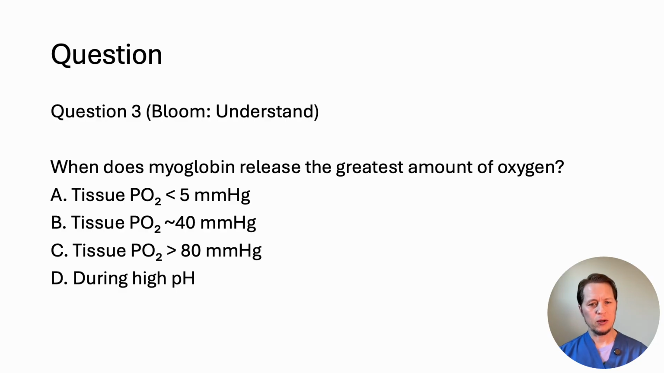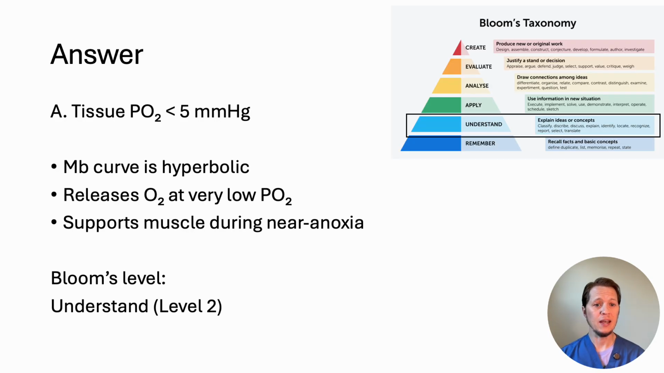Question 3. When does myoglobin release the greatest amount of oxygen? Is it A, tissue PO2 less than 5 millimeters of mercury, B, about 40 millimeters of mercury, C, greater than 80 millimeters of mercury, or D, during high pH situations? And this answer is A, tissue PO2 less than 5. Myoglobin really holds tightly to oxygen and does not want to release it. It only releases it when PO2 drops extremely low, which happens during very intense muscle work. When you think about it, myoglobin is very different than hemoglobin. It has to hold on to that oxygen.